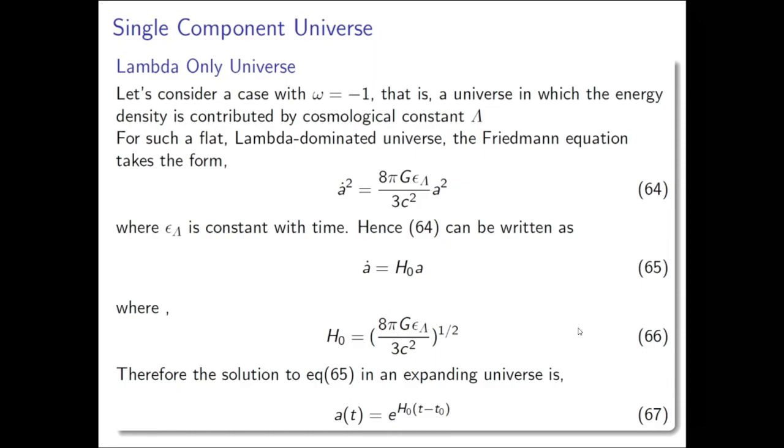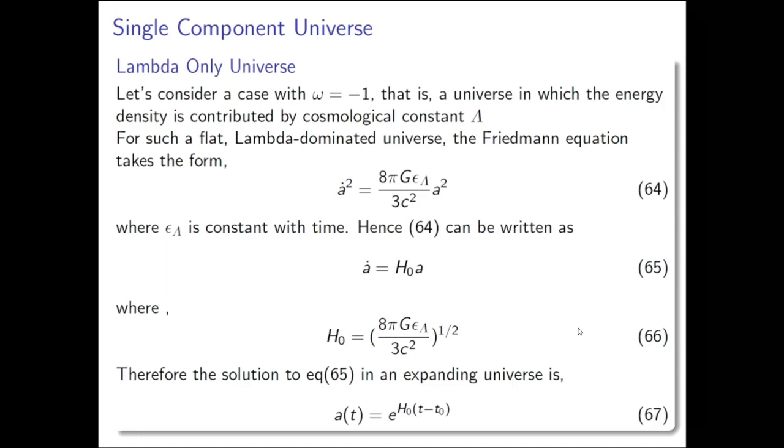Like, there is nothing but the cosmological constant as such. So for a flat lambda-dominated universe, we have the Friedmann solution: a dot squared is equal to 8 pi G epsilon lambda by 3c squared, times c squared, where epsilon lambda is constant with time, as we know.